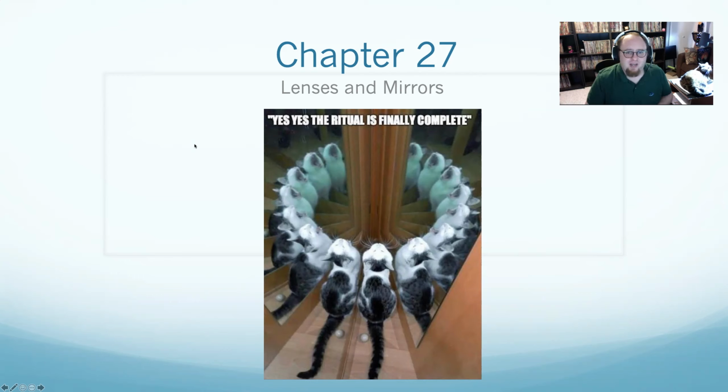Last chapter, chapter 26, we introduced, in general, reflection and refraction and the effects of reflection and refraction. What we're going to do now is talk about how to use reflection and refraction. Last chapter was the theory of how this stuff works. Now we're going to do the more practical use, dealing with lenses and mirrors.